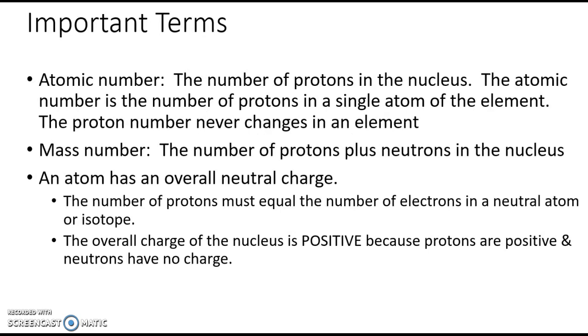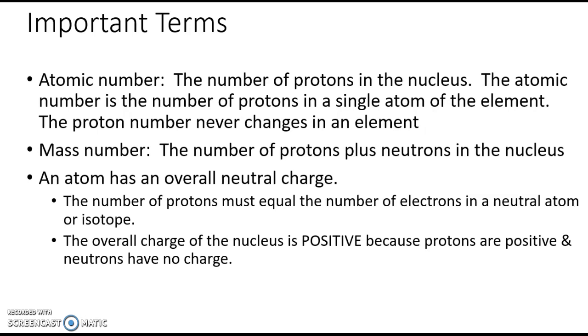Inside the nucleus, you have protons and you have neutrons. The number of protons is equal to the number of electrons. Protons are positive, electrons are negative. Neutrons have no charge. The atomic number is the number of protons in the nucleus. The atomic number is the number of protons in a single atom of the element. The proton number never changes in an element.